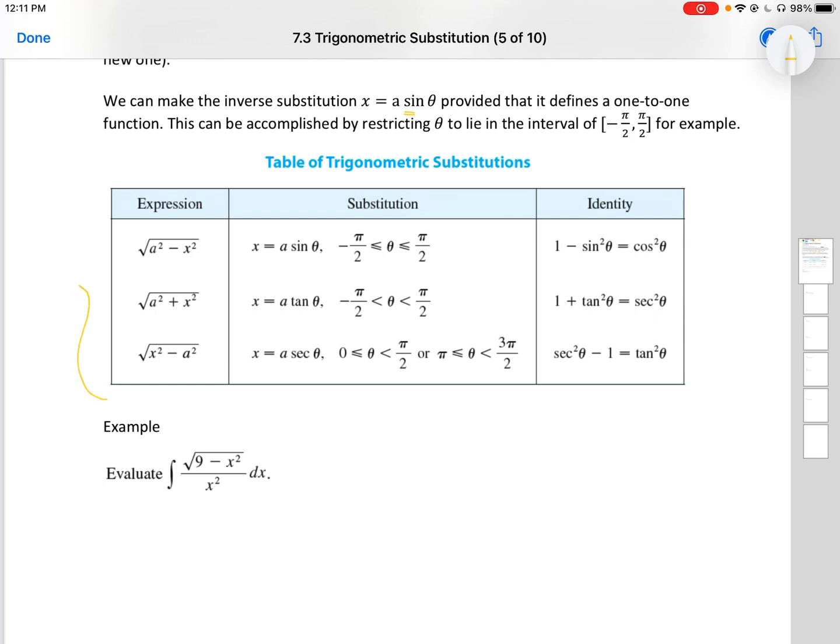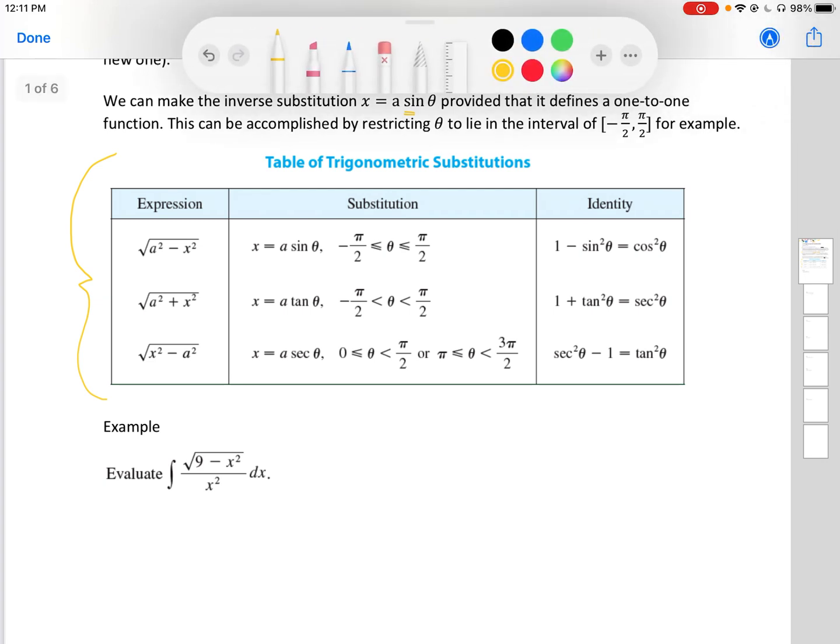Now, usually we'll have a radical of some sort, and we're going to have a number squared minus x squared, your variable. If so, the substitution you're going to use is x equals a sine theta. And of course, we're going to use that restriction for sine, negative pi over 2 to pi over 2. The identity that's going to come in handy is your Pythagorean identity, 1 minus sine squared theta equals cosine squared theta. We do this because we want to be able to apply the square root and move forward.